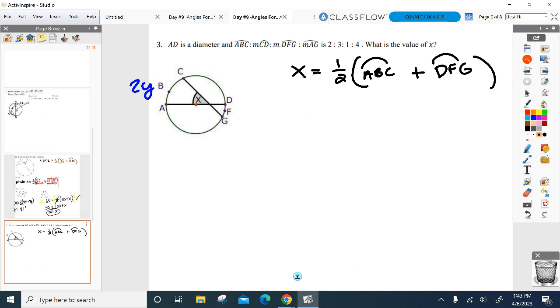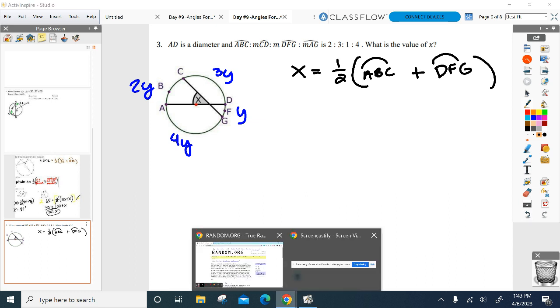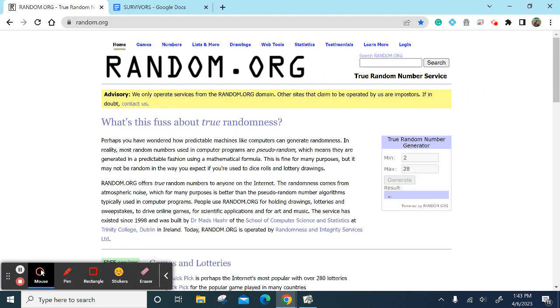So hopefully your minds aren't blown there. And then on CD, I'll put 3Y. DFG, I'll put Y. And AG, I'll put 4Y. And what are we doing with all of them to find Y? Can you come up with an equation for me? Because there's actually multiple equations you could do here.